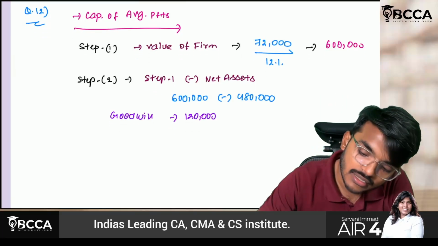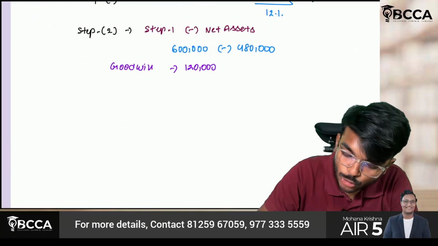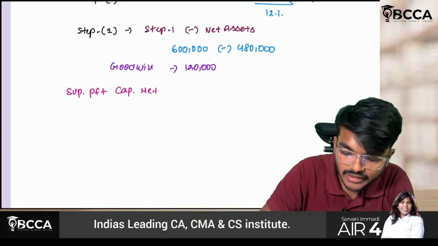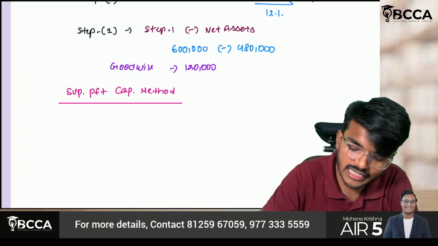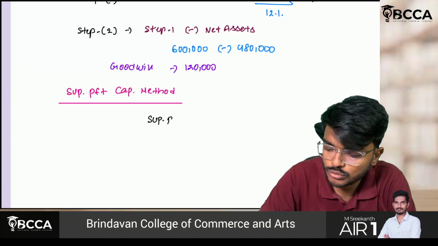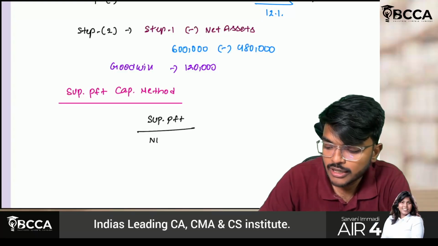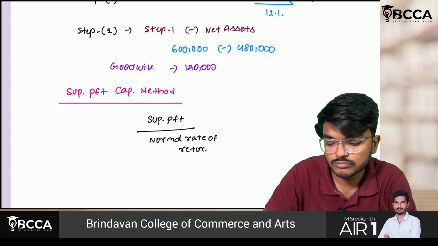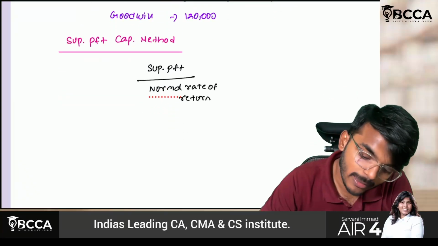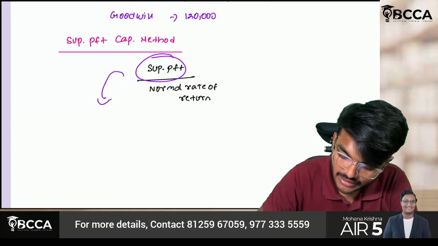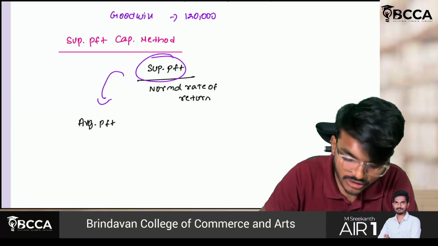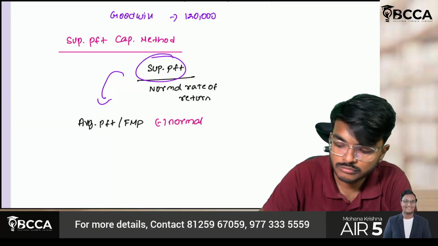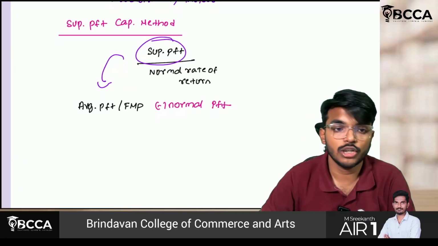Now let us start the second method, which is the super profit capitalization method. Here the formula is very simple. You just have to do super profit divided by normal rate of return. How will you get the super profit? This super profit will be average profit, or you can write future maintainable profit, and from this you have to deduct the normal profit.